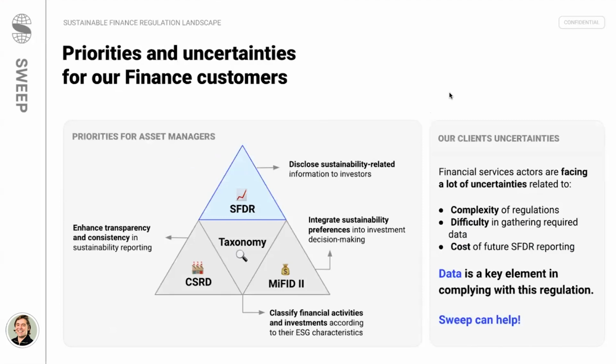This is some of your priorities. From SFDR to taxonomy, CSRD, MiFID II. And one of your uncertainties is how you are going to manage the data around SFDR. There is a complexity of those regulations. There is as well difficulty in gathering the required data, and this is how SWIP can help. And of course, there is a cost associated with this future reporting of SFDR. So as you understood, data is a key element in complying with those regulations, especially SFDR. And this is how we are going to show you how we can help.